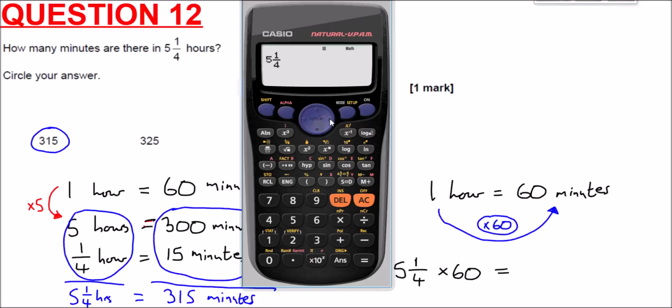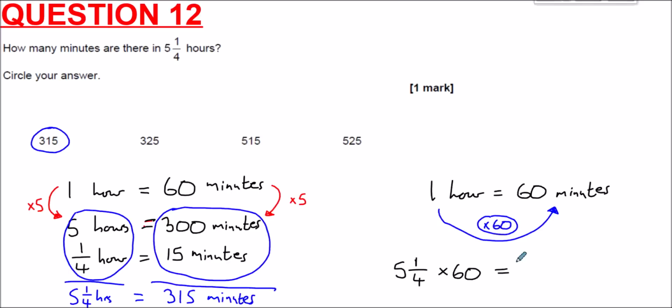Like this. So 5 and a quarter multiplied by 60 is 315. So that's just a different way of thinking about it, but we still get the same answer either way around we do it.